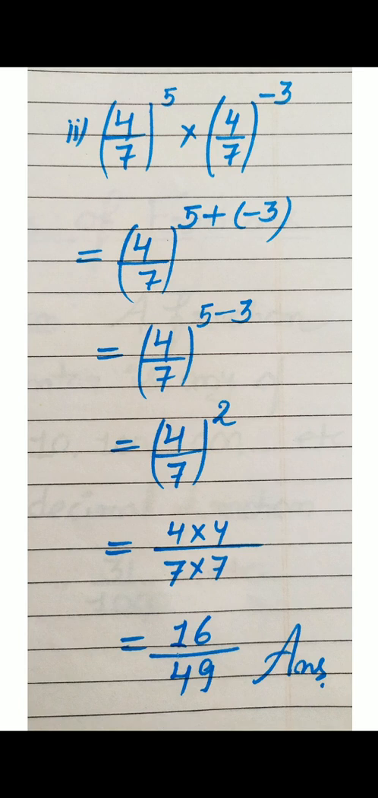Look, we will stick to our rule. If we have the same base, then the powers will be added. Now how will we add? We will write (4 upon 7) to the whole power 5 plus, within a bracket, minus 3, and when you simplify this bracket, you will get (4 upon 7) to the whole power 5 minus 3, and when you subtract this, you will get (4 upon 7) to the whole power 2. Then we will expand this and multiply to get the answer. It will be 4 4s are 16 and 7 7s are 49.